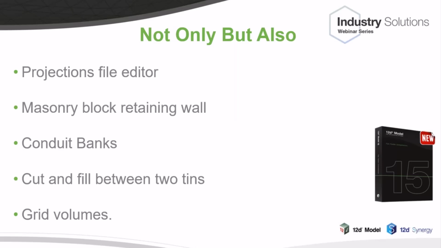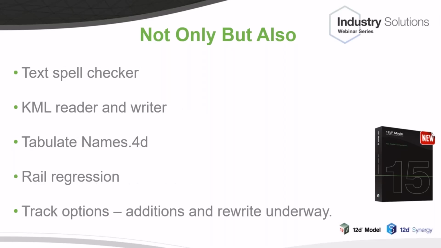There's a whole lot of other things, like there's a whole new projections file, which has its own editor, which allows you to put a lot more information in for what you used to say map info or Esri or other different standards or IFC. A masonry block wall, retaining wall, conduit banks, cut and fill volumes before tins. That's a fantastic one. You can have large tins and it'll get you the cut and fill volumes, grid volumes. There's a text spelling checker, a KML reader and writer, an option to tabulate names.4d file. That's just a little thing, but people often want to tabulate it, so it's much easier.